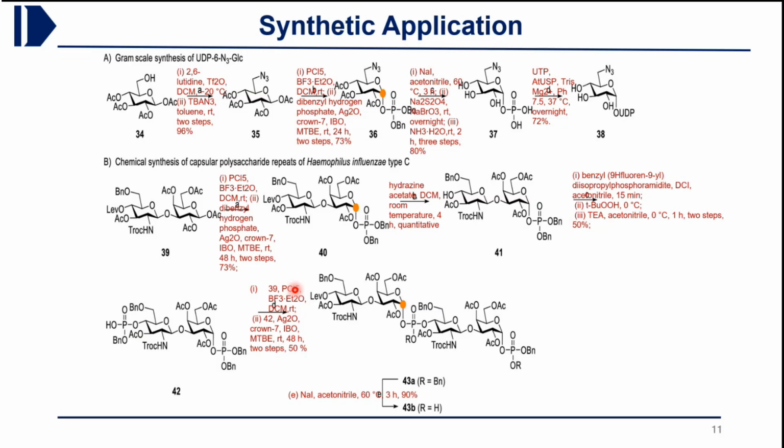And the same condition they used, PCl5, BF3 etherate, and glycosylation, the normal glycosylation methods whatever they have mentioned in this paper. So they have taken this compound 39 and again attached the phosphate group at this position. And they did the glycosylation with now this 39 and this 42. So this OH is free as an acceptor and this one acts as a donor. So they are getting this 43 as a compound, and with sodium iodide again they deprotected the R group. Here is the R group. So here is again formation of OH. So 43 is the final compound they get.